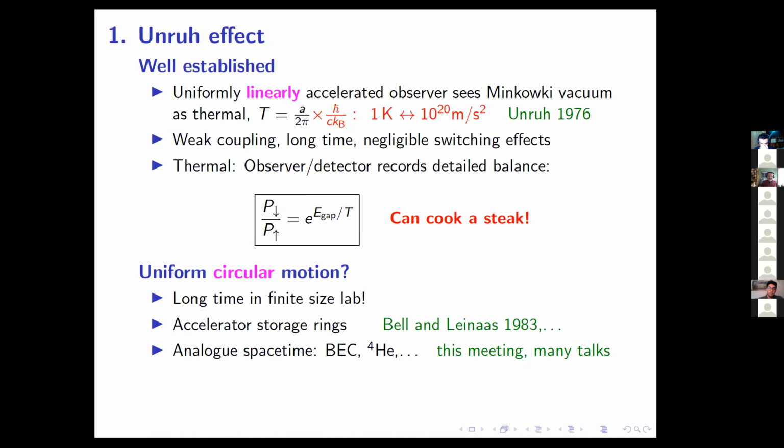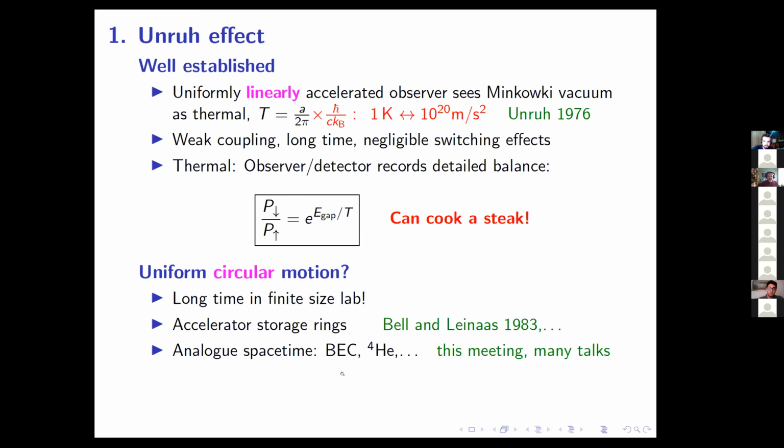This idea, in fact, goes back to the 80s, to work by Bell and Leinaas and subsequent developments, where they thought that accelerator storage rings might provide a test of the circular motion Unruh effect. Now, this idea has limitations because in those accelerator storage rings, there's a limited number of data points that you could hope to measure. And Bill Unruh was reviewing that earlier in this meeting.